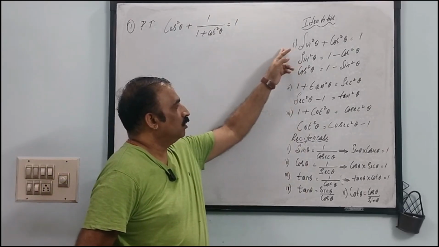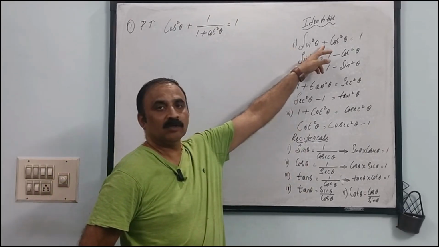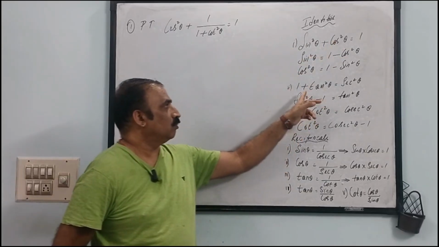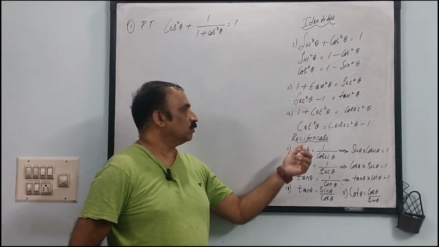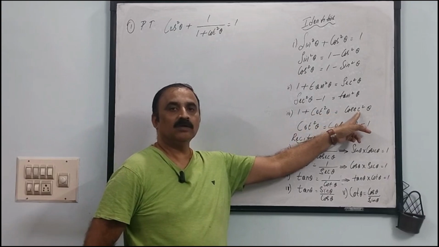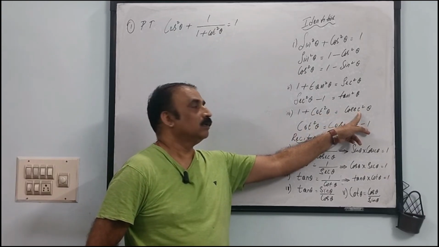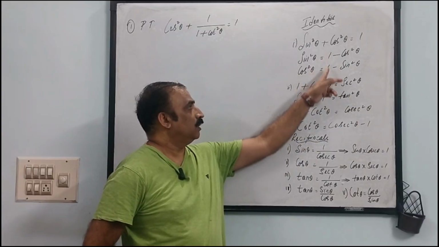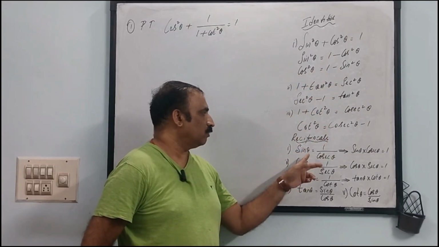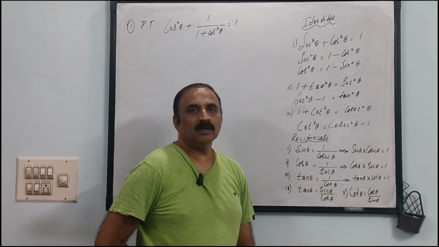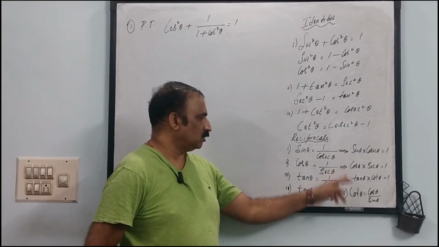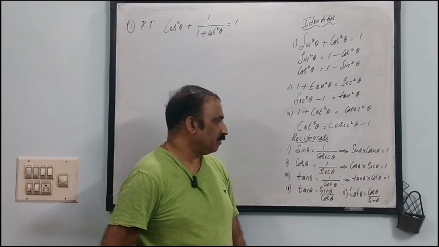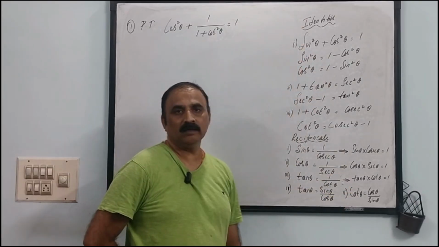We had three of the identities: sin square theta plus cos square theta equal to 1, or 1 plus tan square theta is equal to secant square theta, and 1 plus cot square theta is equal to cosecant square theta. For those manipulations I had told you earlier, I have written it up, as well as you require these reciprocal ratios also. All these reciprocal ratios I have written, 5 of those and 3 of the identities.